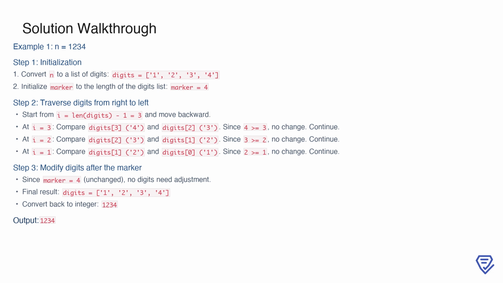Now that there are no violations, the marker remains unchanged at 4. This means no digits need adjustment. The result is simply converting the list back into the integer 1234, which is our output.